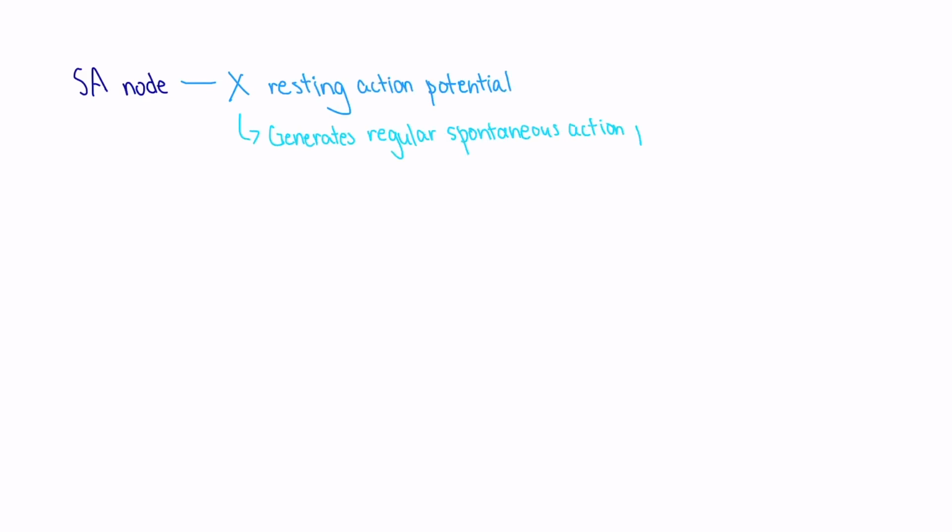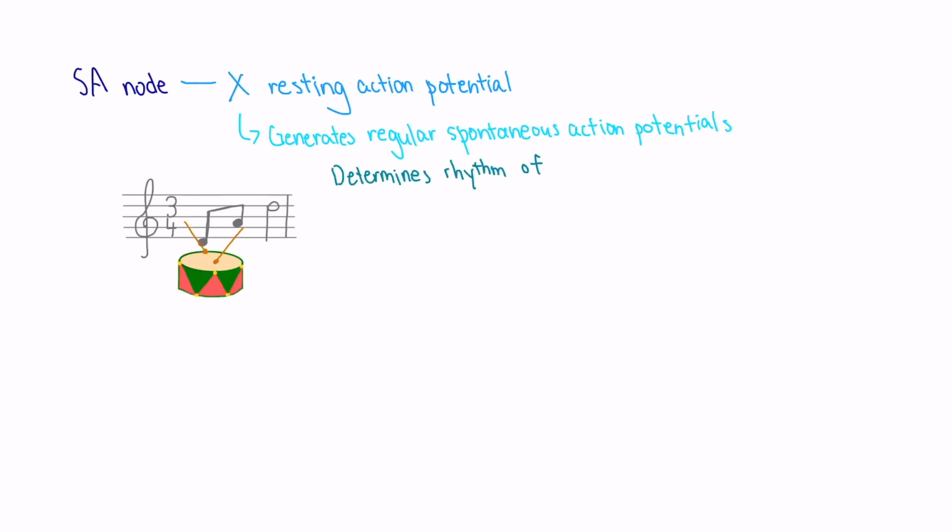The cells in the SA node, unlike other body cells, have no resting action potential, instead generating regular spontaneous action potentials which determine the rhythm of the heart. This occurrence is divided into three phases.